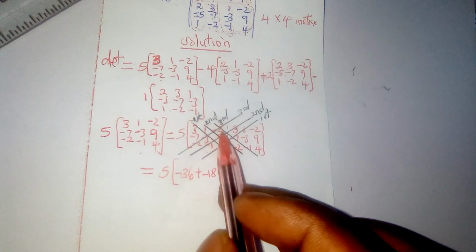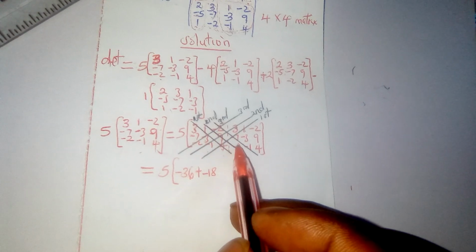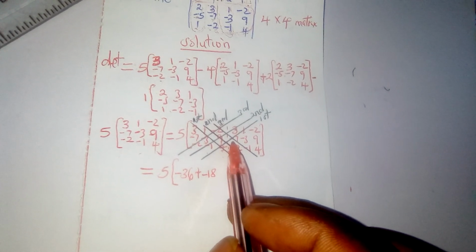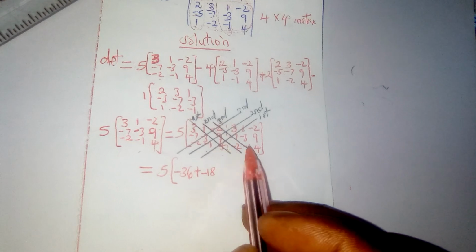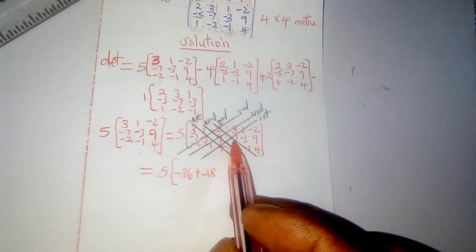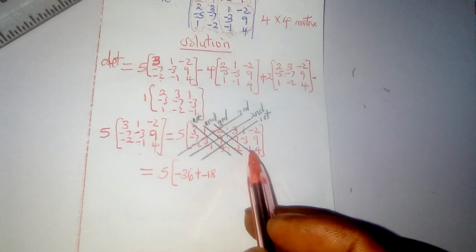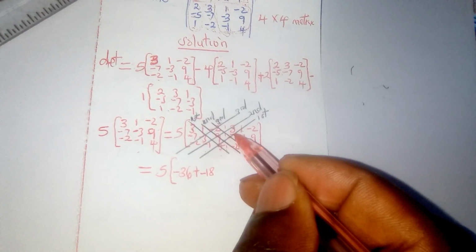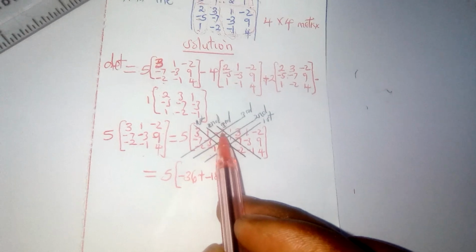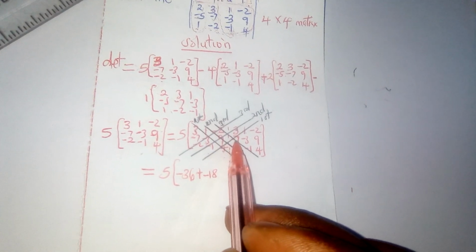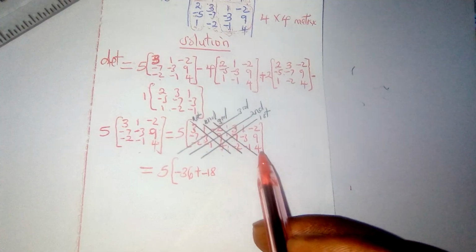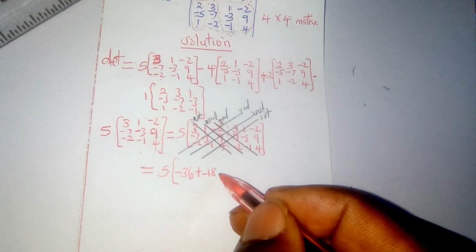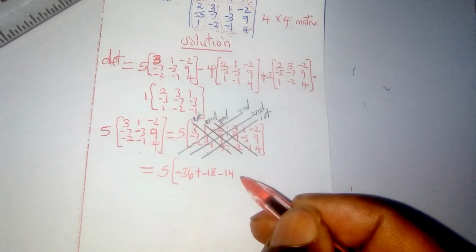Then the third diagonal here, I have negative 2. Then after negative 2, I have negative 7. This one is negative 7, as well as negative 1. So when you take negative 2 by negative 7, that is 14. 14 by negative 1 is negative 14. So that is negative 14 there.